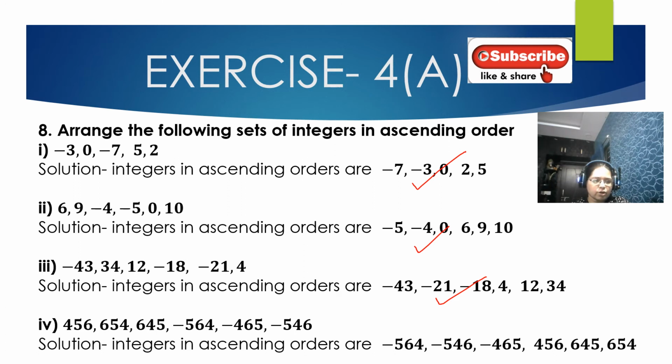Fourth group, 456, 654, 645, minus 564, minus 465 and minus 546. We know every negative integer is less than the positive integers, so integers in ascending order, that is smallest to greatest, first is minus 564, then minus 546, then minus 465. These are the negative integers. Then 456, this is the smallest positive integer, then 645, then 654.